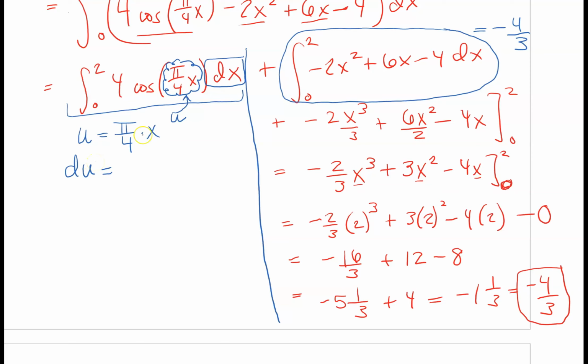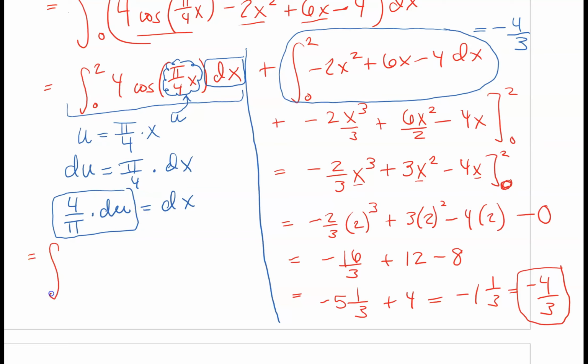So if u is pi over 4 times x, then du will be pi over 4 times dx. And then that means that 4 over pi times du will equal dx, because I'd have to multiply by the reciprocal of pi over 4 to cancel it on the right side and move it to the left side. So when I remove dx from my integral, I'm going to have to replace it with 4 over pi times du. Also, when I'm doing my new integral, I'm going to replace these limits of integration with u values. So I can see that when x is 0, u would be pi over 4 times 0, which is still 0, so this will still be 0.